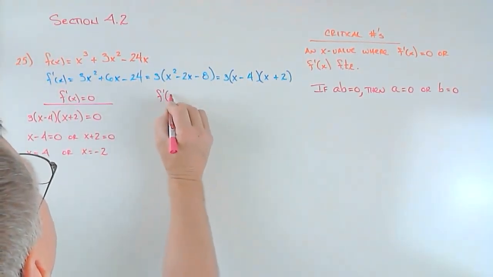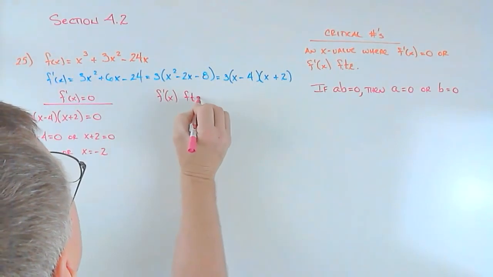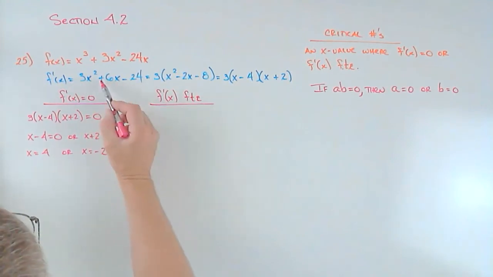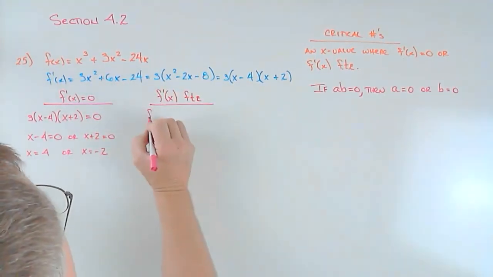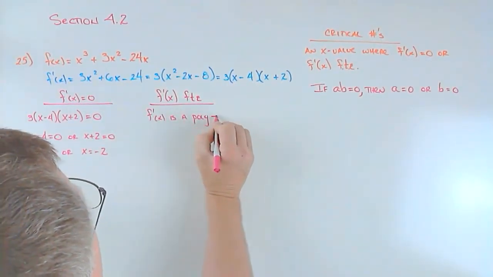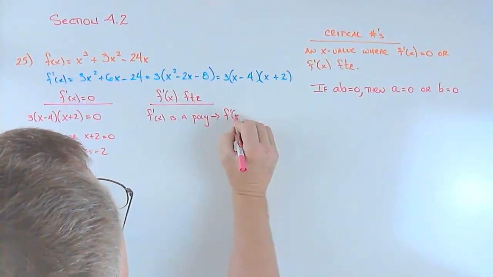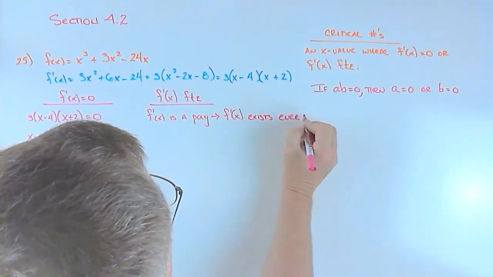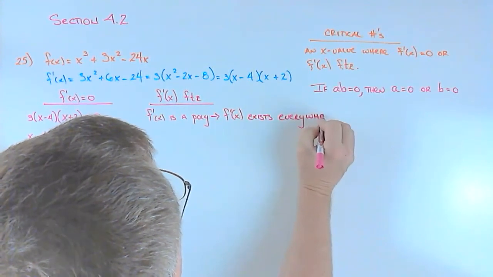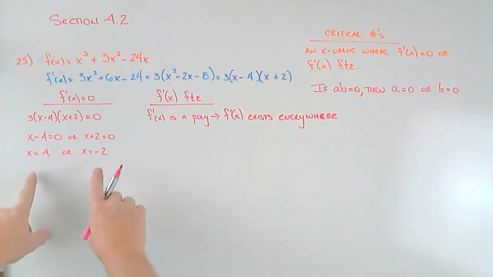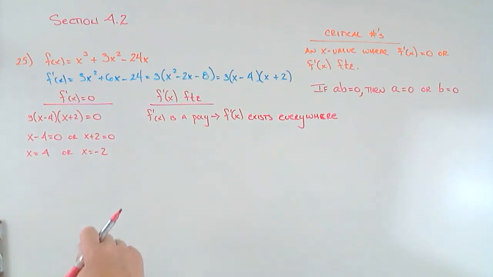Over here, we're going to take the derivative, and we're going to check to see where it fails to exist. When we look at our derivative, it is a polynomial, 3x squared plus 6x minus 24. That's a poly. f prime of x is a polynomial. Thus, f prime of x exists everywhere. There are no places where the derivative fails to exist. Polynomials exist everywhere. So our 2 critical numbers for problem 25 are x equals 4 and x equals negative 2.